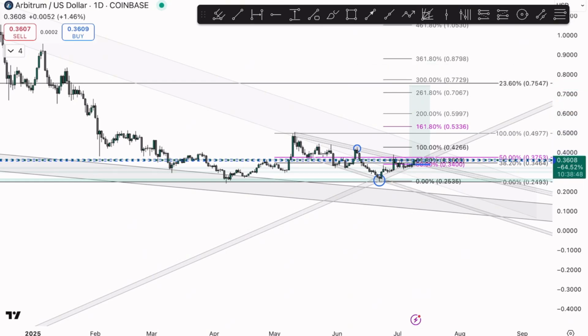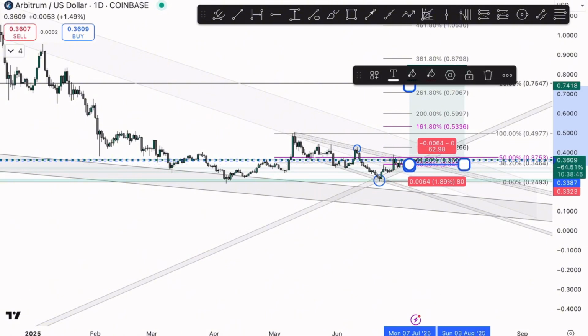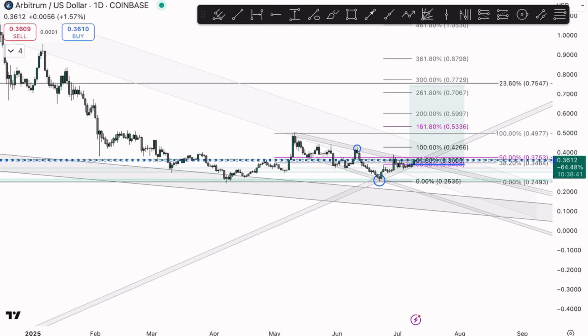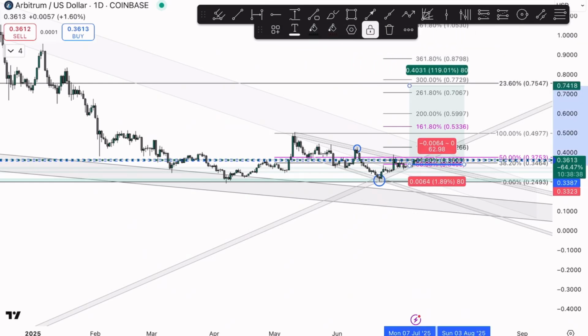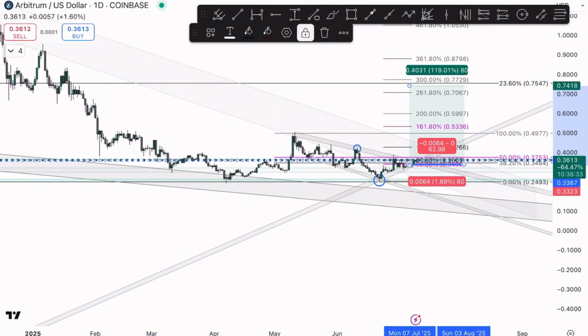That's 119. Not saying it will get there, but that's the reason why I stick to my rules, because those rules will give me way greater reward opportunities than risk, which makes it more of a skill than gambling, right?